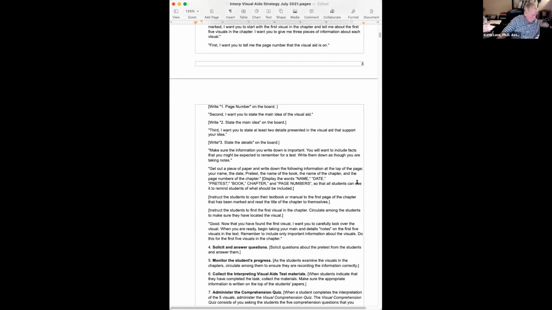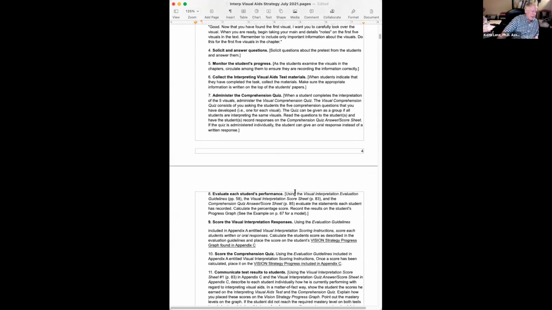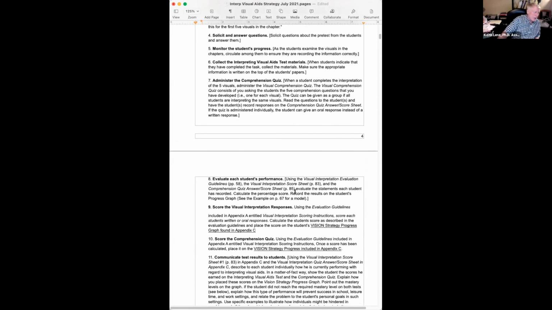And I was wrong before. It says, second, I want you to state the main idea of the visual aid. Third, I want you to state at least 2 details. Make sure the information you write down is important. You will want to include facts that you might be expected to remember for a test. Write them down as though you are taking notes. So the specific guidelines for administering the pretest are there.